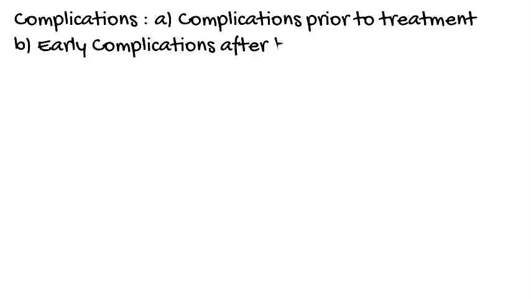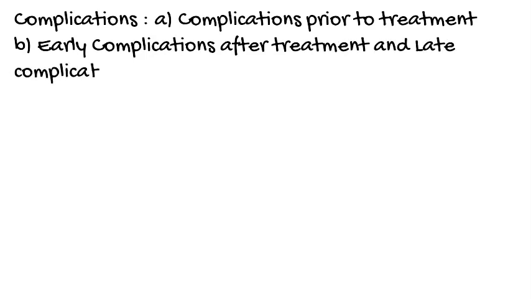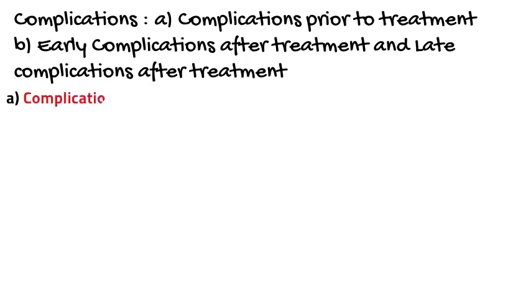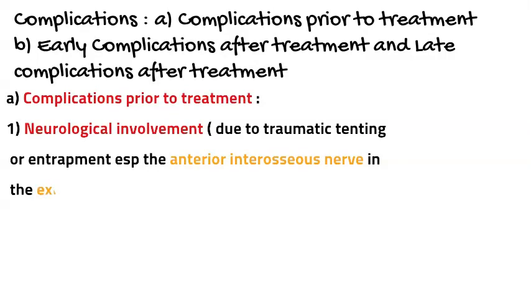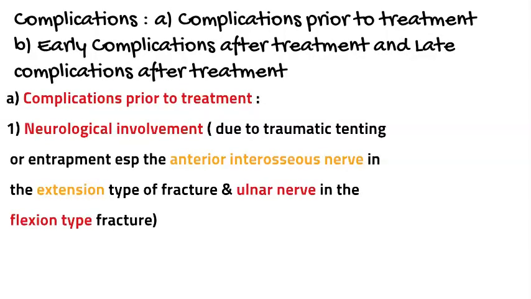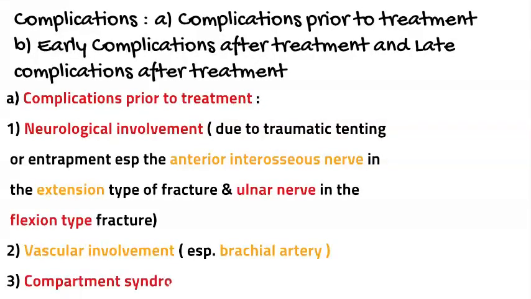Complications can be divided into A, complications prior to treatment, and B, early complications after treatment and late complications after treatment. A, complications prior to treatment. 1, neurological involvement due to traumatic tenting or entrapment, especially the anterior interosseous nerve in the extension type of fracture and ulnar nerve in the flexion type fracture. 2, vascular involvement, especially the brachial artery. 3, compartment syndrome.